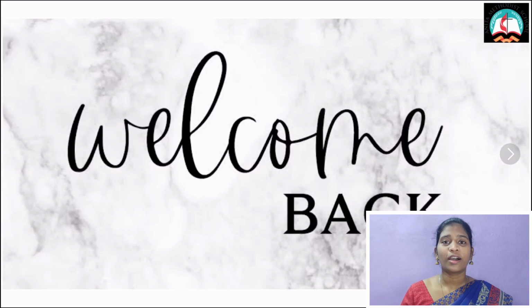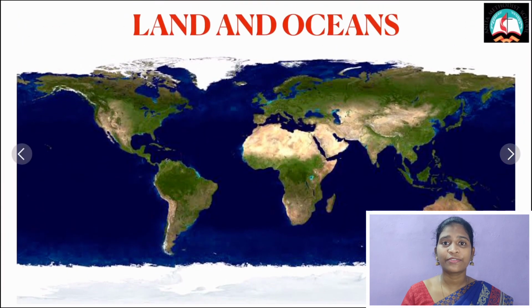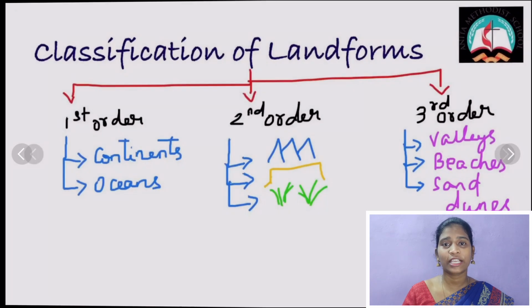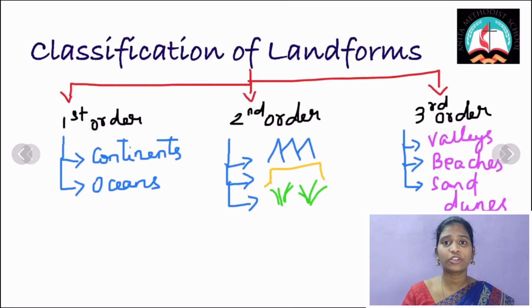So our topic is the lands and oceans. We have been learning about lands and oceans, and we have classified these lands and oceans into three types: first order, second order and third order. We have covered first order and second order. Today we are going to learn about the third order landforms as well as the oceans in detail.